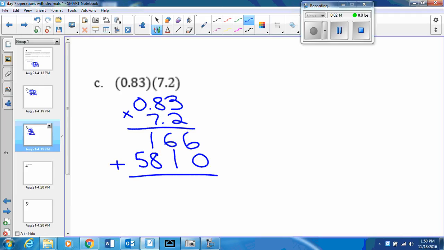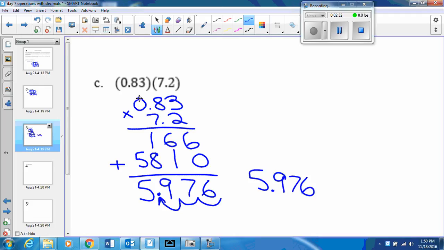Now when I add 6, 7, 9, 5, I need a total of 1, 2, 3 places. So I move my decimal in 1, 2, 3 places from the end. My final answer is 5 and 976 thousandths.